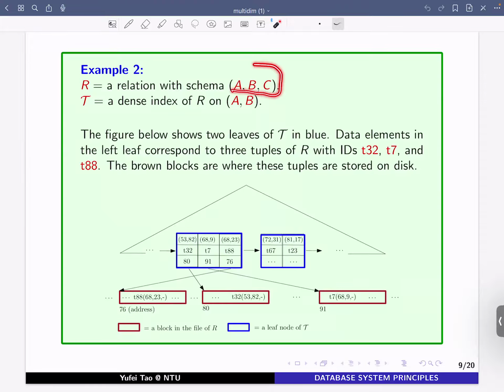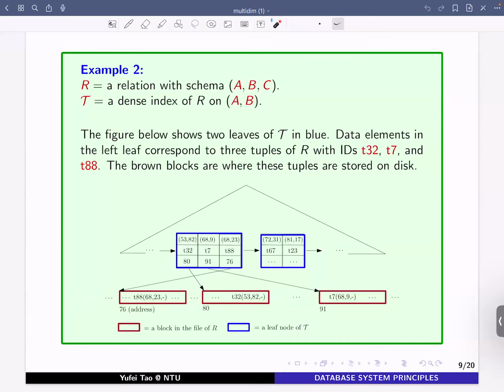So here, just in case that wasn't clear enough, is an example. We have ABC as the schema for the relation. Let's just say that somebody has created a dense index on AB. And this is what the index looks like. Let's first look at the brown blocks. I hope you still remember similar examples from the previous lecture. So this is the file of the relation. As you can see here, the tuples are not sorted in any particular way. Definitely not sorted on A, definitely not sorted on AB. So it's sort of a random order here.